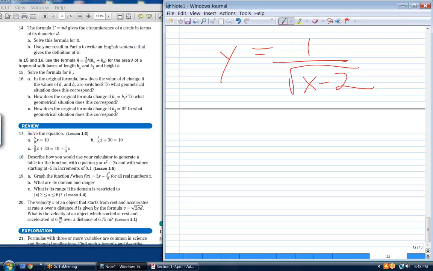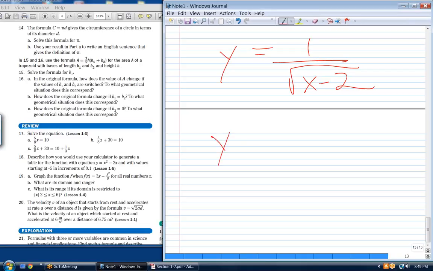What's the domain of this function? So y equals 1. No, if we're talking domain, we're talking what can x be? What's the first requirement that x has to be? X has to be larger than 2? Yes.